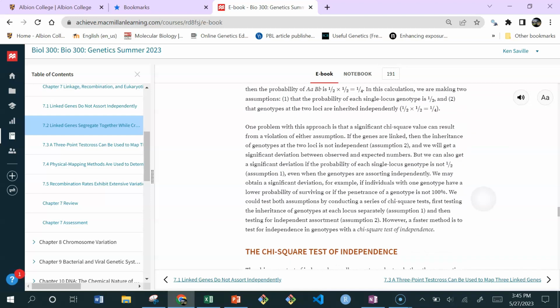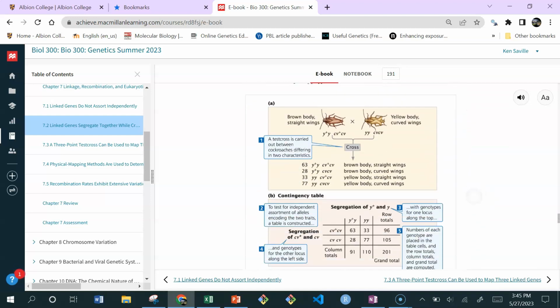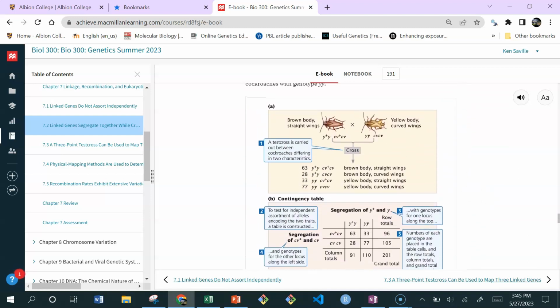So we can test for independent assortment with chi-square. So I'm not going to use that part of the example right now. I just want to use this data to do map distance. So we've got 2 cockroaches, brown body with straight wings, crossed to yellow body and curved wings.